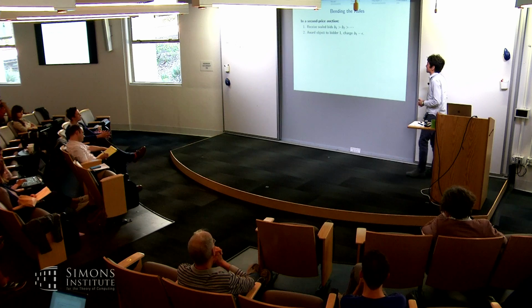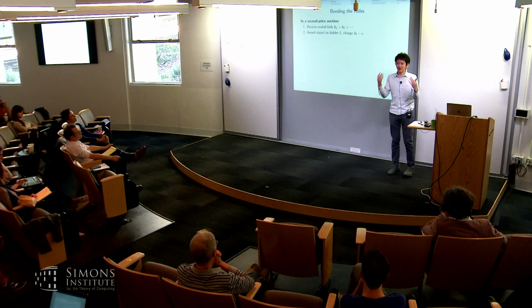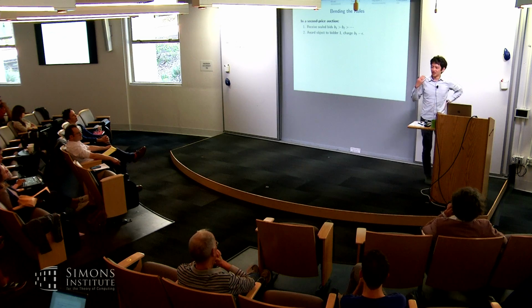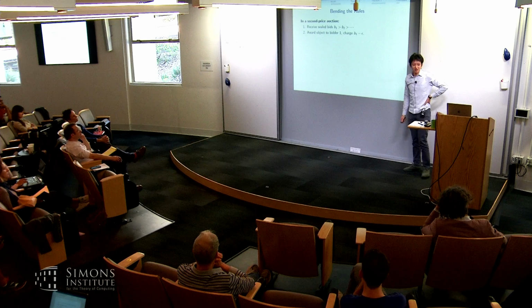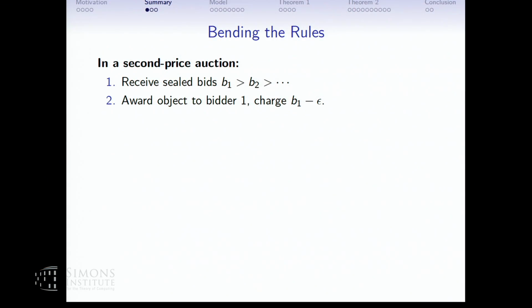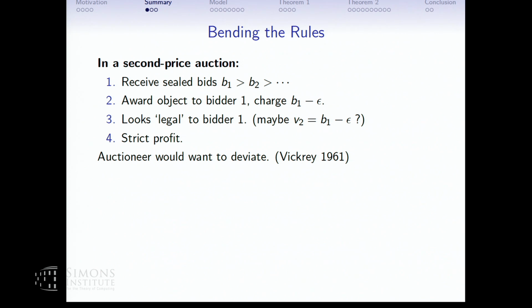So here's the thought, right? In a second price auction, imagine you're running a second price auction by telephone, right? You get calls from the bidders saying, here's my bid, here's my bid, here's my bid, B1, B2, and so on. One thing you could do is you could award the object to bidder 1 and charge B1 minus epsilon, right? This is exactly the deviation that people allege that ad exchanges might have done. Now, this looks legal to bidder 1. Why? Because maybe bidder 2's value was literally just B1 minus epsilon, in which case you, the auctioneer, have strictly increased your profit.